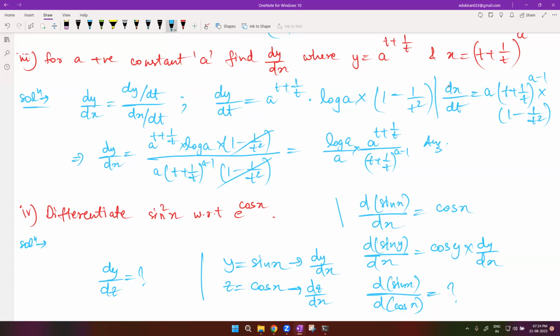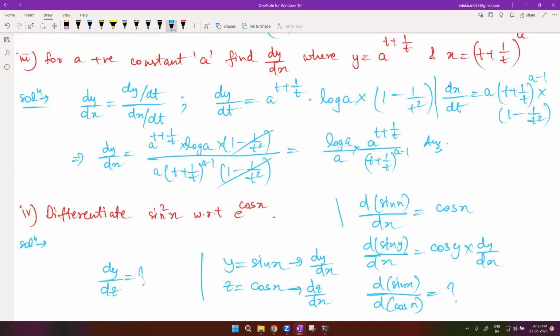So whenever they give you a question like differentiate this function with respect to another function, you need to assume these functions to be two variables. For example, consider sine square x as y and e to the power cos x as z. What they are asking is dy by dz. Y is in terms of x, z is also in terms of x. Find dy by dx, find dz by dx, and then divide them to find dy by dz.